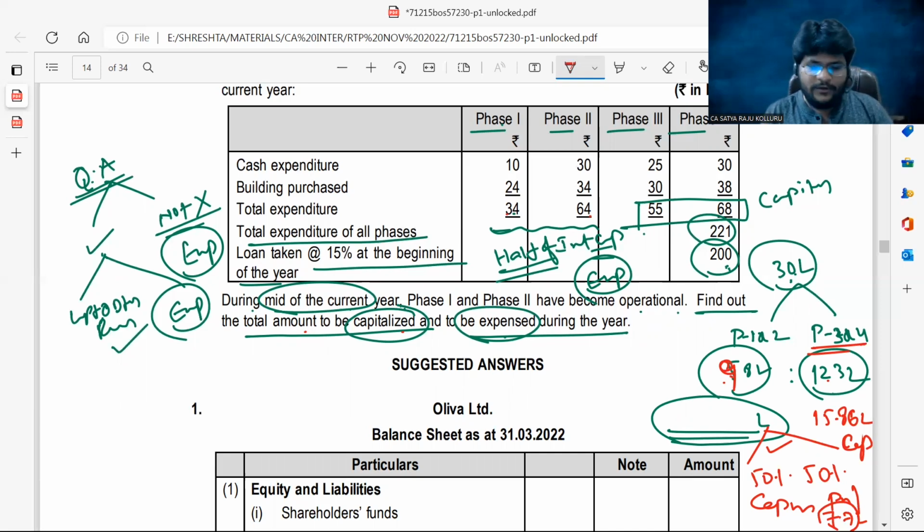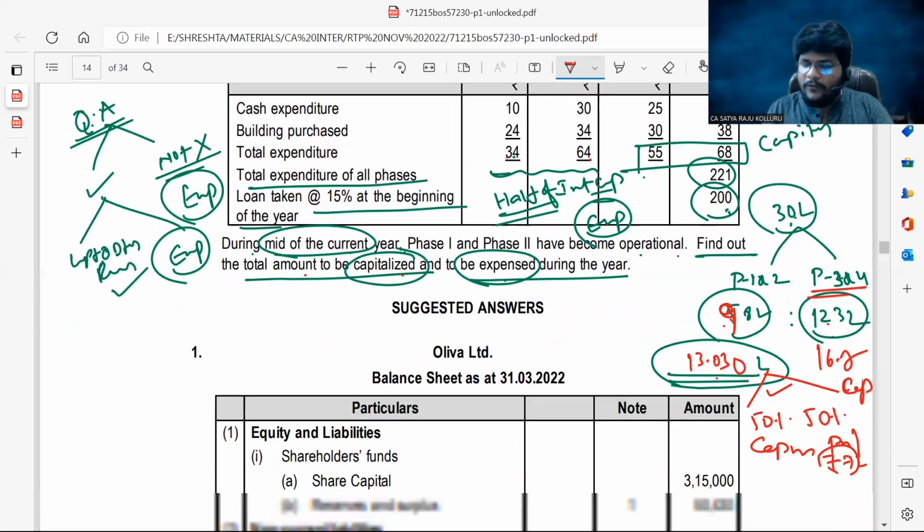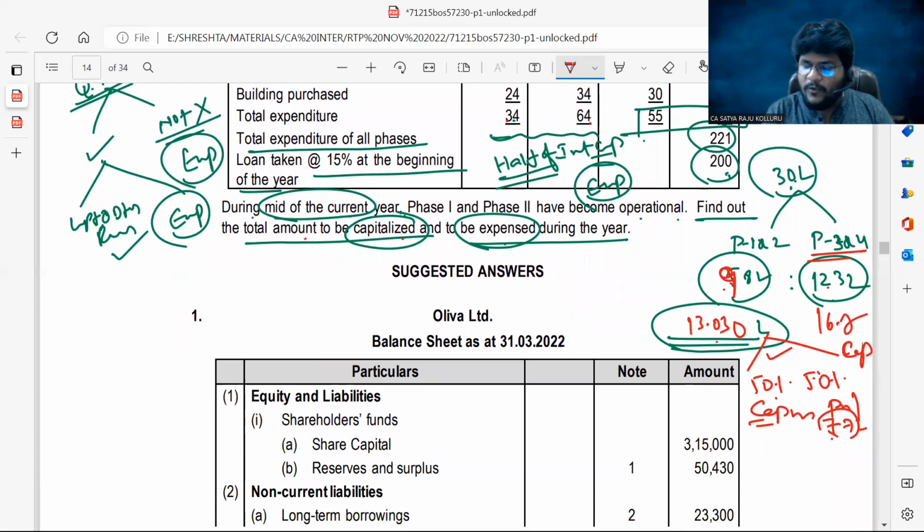So there is a computation wrong earlier. That is 221. I'm so sorry. 30 into 98 by 221, which is 13.30, guys. If it is 13.30, the remaining will be 30 minus 13.30, which is 16.7. Now out of which 50% is capitalized, 50% is treated as P&L. There is no change in the concept. Concept is same, just there is a computation issue.